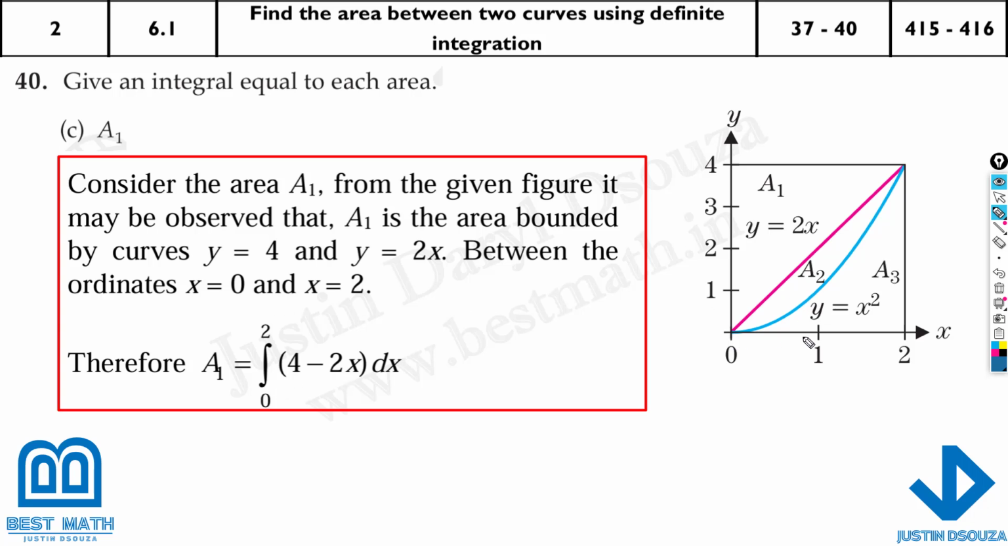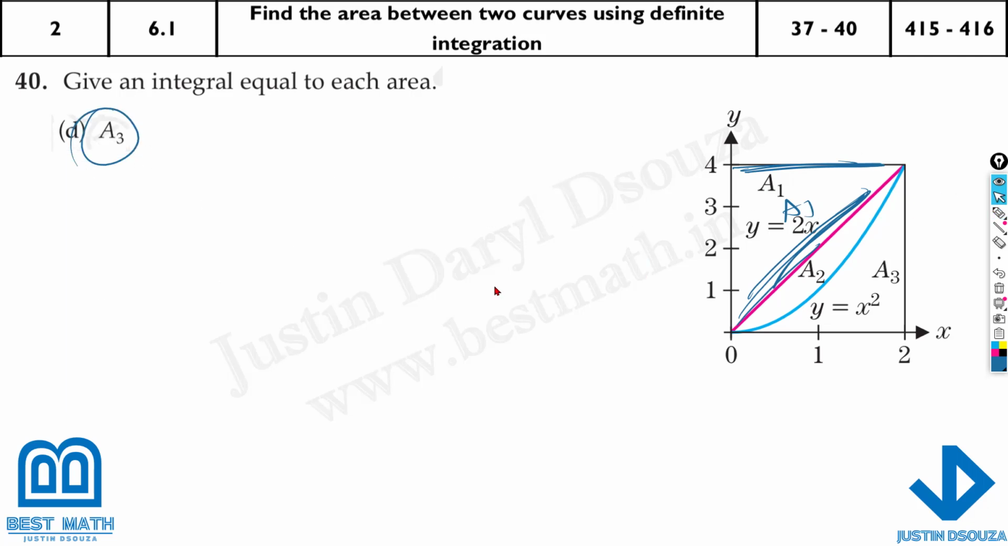So now here 0 to 2, it's along dx. Yes. 4, upper value 4 minus 2x. This is it. So what is this? It's A1. So yeah, that's correct. That's how you can easily solve it as well.